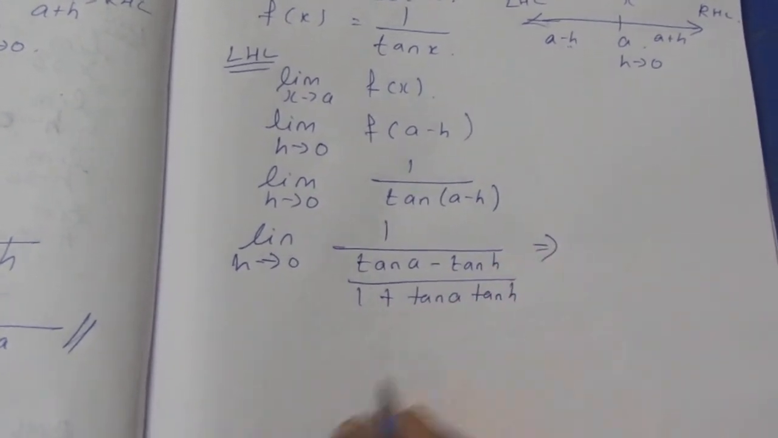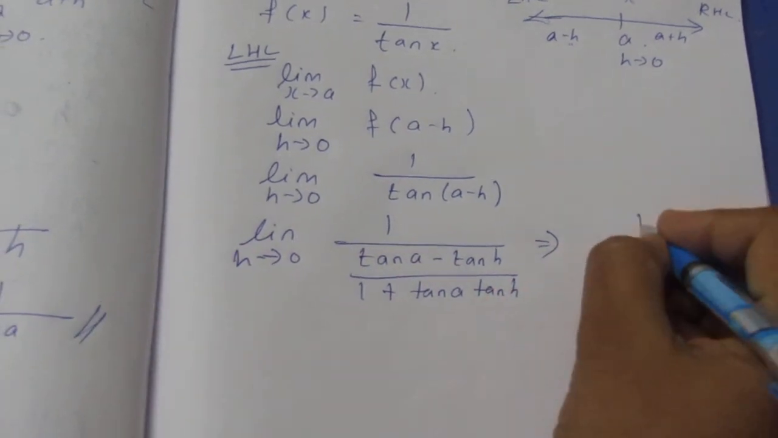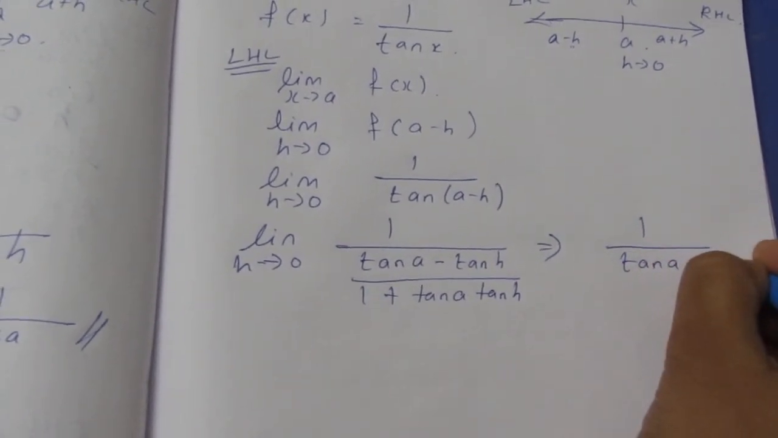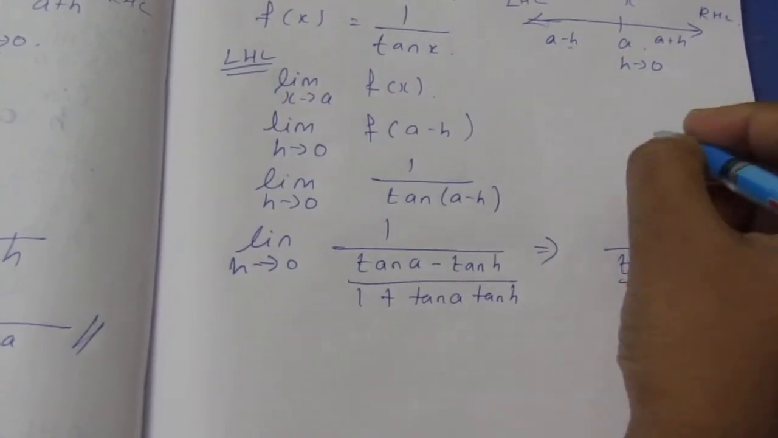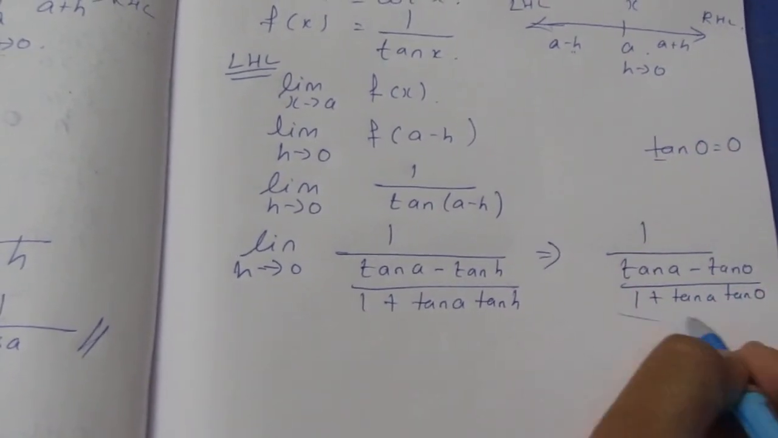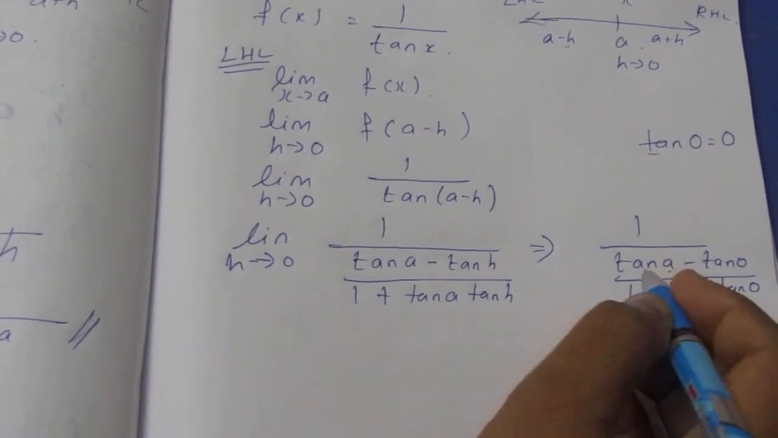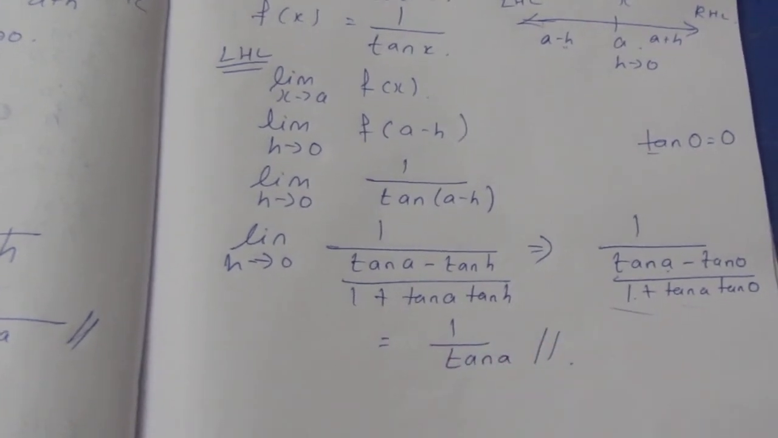Now substitute the value of h tends to 0. In the place of h, substitute 0. It becomes 1 by tan a minus tan 0 by 1 plus tan a tan 0. Now we know that tan 0 is equal to 0, so here it becomes 0 in the denominator term and 0 in the numerator term. So it is 1 by tan a by 1, which is nothing but 1 by tan a. So this is your LHL. LHL we got as 1 by tan a.